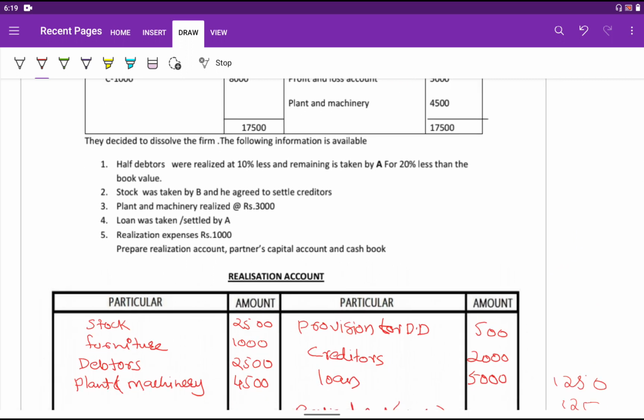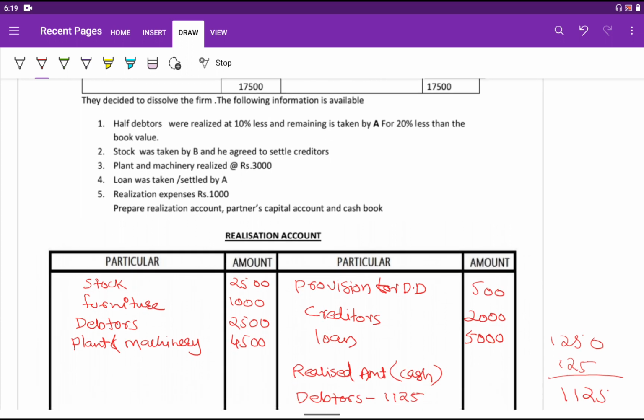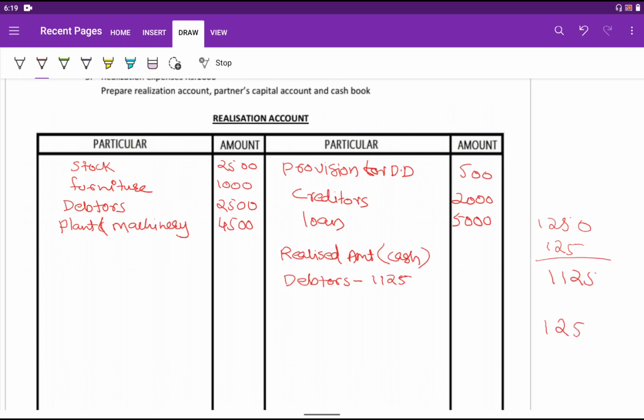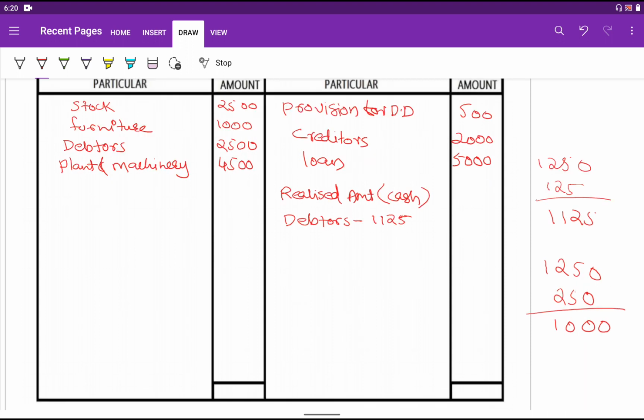And the remaining is taken by A for 20% less than the book value. Remaining means, we already realized only 50% of the debtors, so again 1250 will be remaining. So 20% less on 1250 means 1000. A took the remaining 50% of the debtors for 1000 rupees, that is, for a 20% discount.